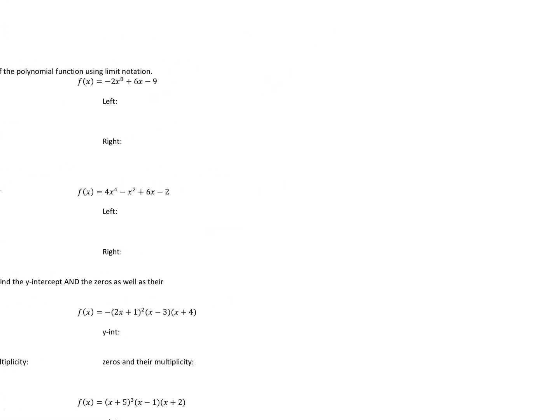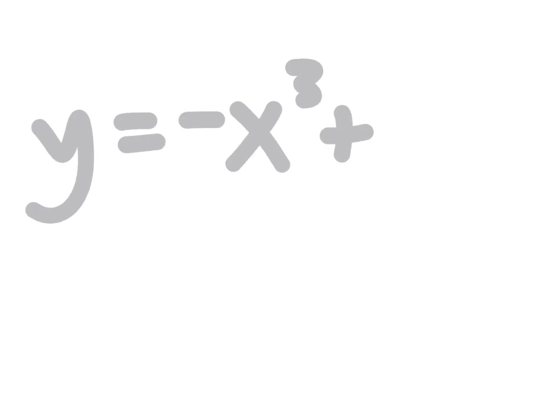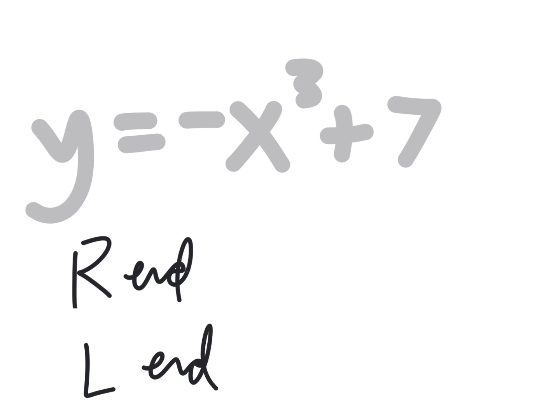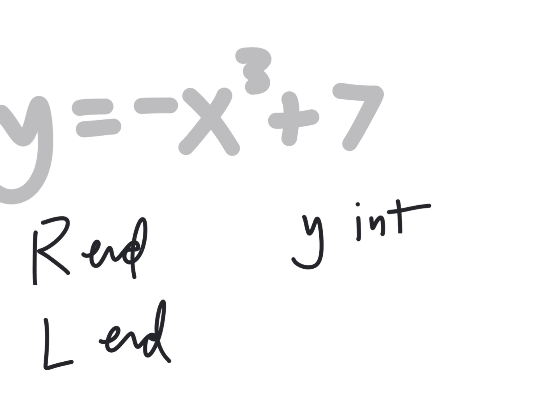Now, I'm just going to sum it all up. Here's what you're expected to know, and it's all review. Y equals negative x to the third plus 7. I could ask you, what is the right end doing? What's the left end doing? What's the y-intercept? On that kind of problem, since it's not factored, I can't ask you for the zeros, and I can't ask you for the multiplicities. Only if they're factored can you do that. But I could ask you the right end, the left end, and the y-intercept.